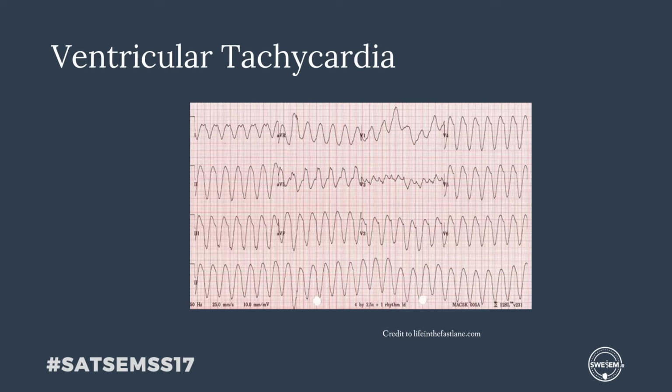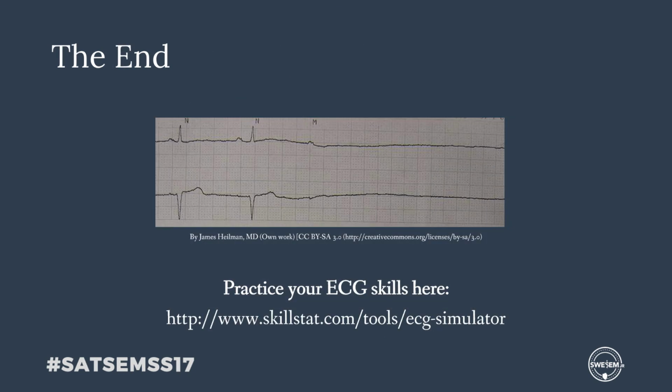Your VT can be either monomorphic or polymorphic. Now, monomorphic is the most common and comes from a single focus in the ventricle. The classic polymorphic VT is torsade de pointes. The most common reasons for VT are coronary heart disease, heart failure, and cardiomyopathy. And I believe those are the final points that I'm going to bring up when talking about arrhythmias.